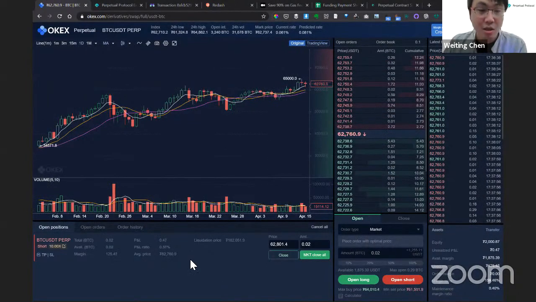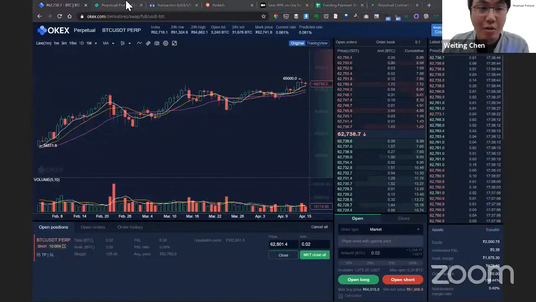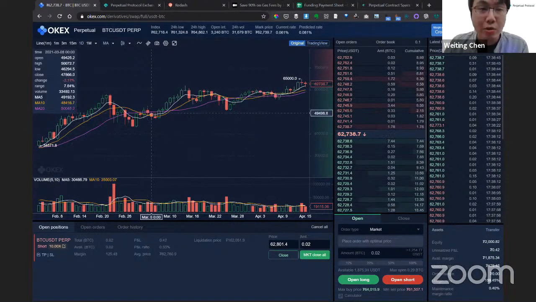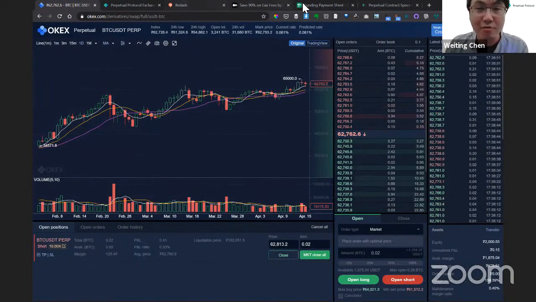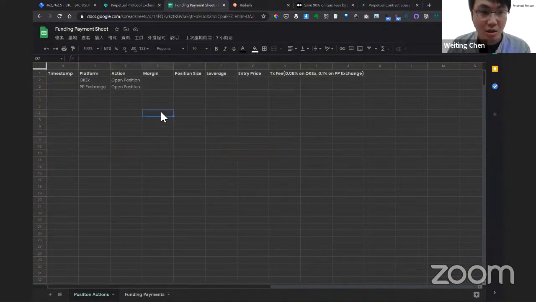Yep, and so that is how you open a position on both platforms. Usually when I do this myself, I calculate the information. For instance, we just opened a position on both platforms, right? And I will usually write down the margin, position size and leverage of the things I just did.